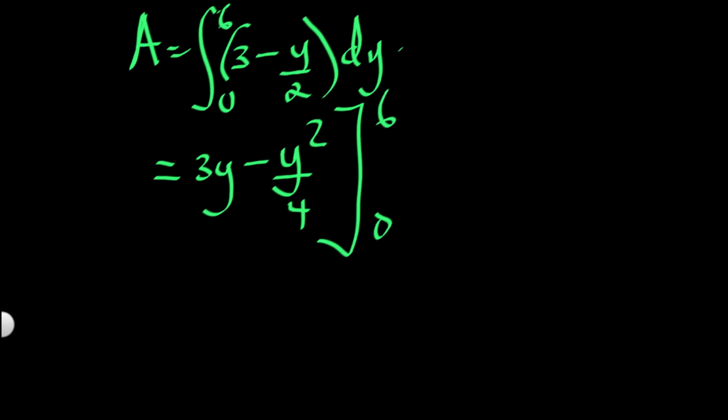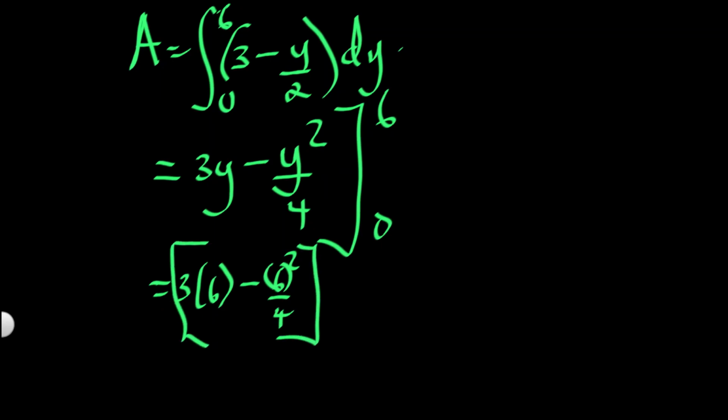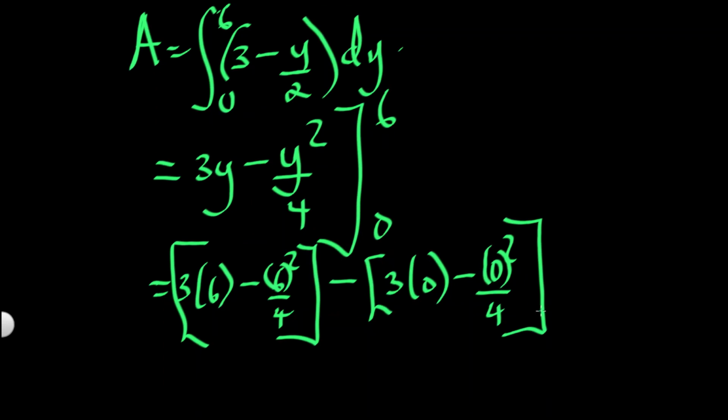So now we're just going to substitute our limits of integration. We start with the upper limit. So this is like 3 times 6 minus 6 squared over 4. All of this minus 3 times 0 minus 0 squared over 4. This is how you do definite integration. You substitute your upper limit, then you minus and you substitute your lower limit.